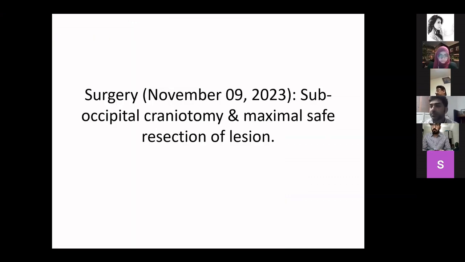Yes, Yusuf. So following this MRI scan, the patient underwent suboccipital craniotomy and near total resection of the lesion. There was mild residual disease. Moving to the post-op MRI scans, please.